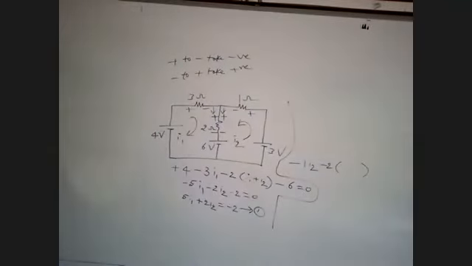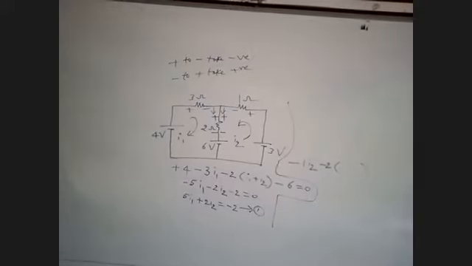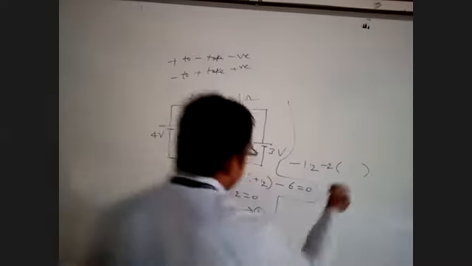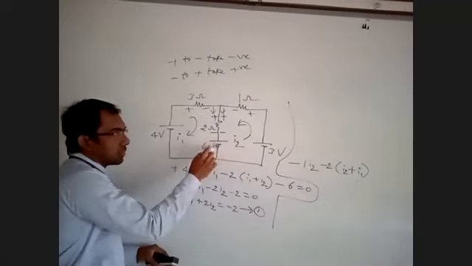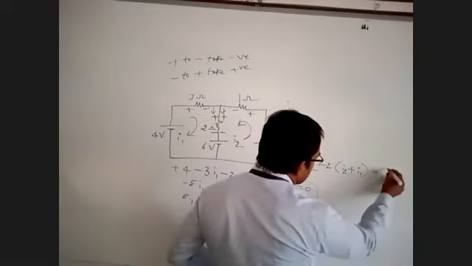In the second loop we have to see only the I2 direction. I2 is flowing from plus to minus in 2 ohms. What is the current in 2 ohms now? I2 plus I1, because both are in the same direction, I2 and I1. Now I2 is flowing from plus to minus, plus to minus means minus, negative.